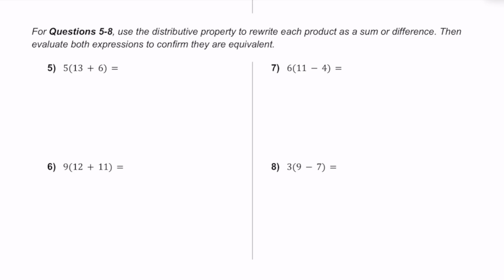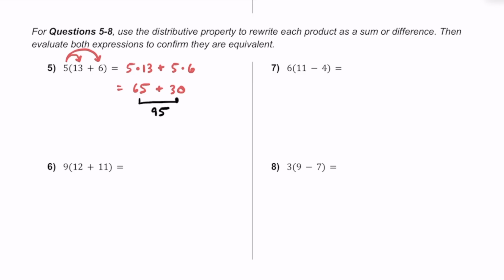We can just take the 5 here. Basically, we're saying there's 5 of these 13. So we can say this is going to be 5 multiplied by 13. Plus, we also have 5 of these 6s over here, 5 times 6. So this would be one way we can rewrite this as a sum or difference. In this case, we have a sum. And if we keep going with this, then this 5 times 13 is going to be equal to 65. And then this 5 times 6 is going to be 30, right? So this right here would be our sum. Okay. Now, evaluating on the right side here, 65 plus 30 is going to be 95.